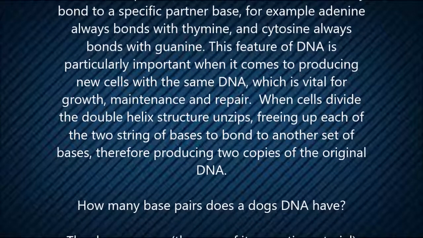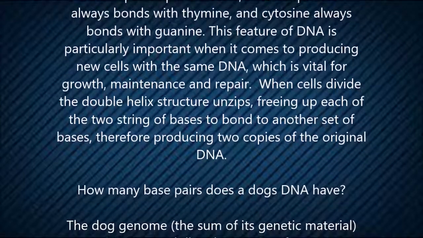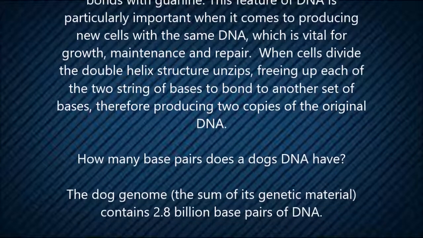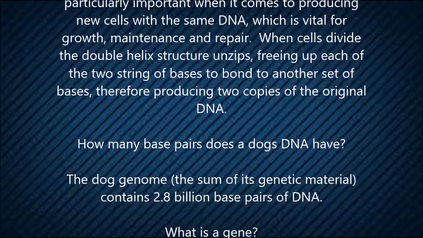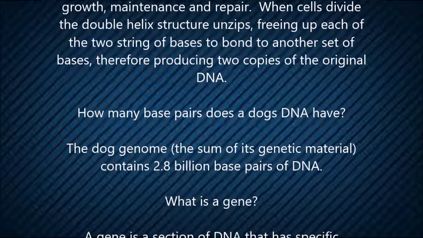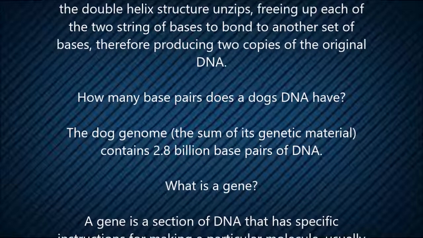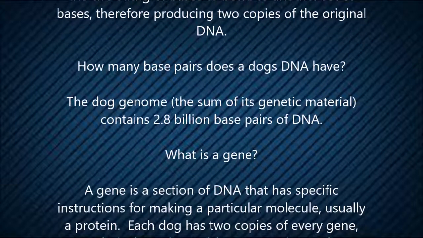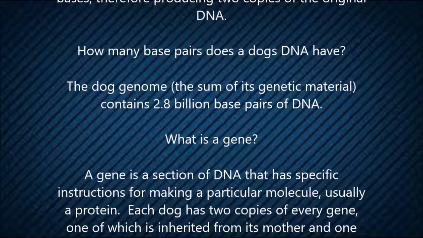bonds with guanine. This feature of DNA is particularly important when it comes to producing new cells with the same DNA, which is vital for growth, maintenance, and repair. When cells divide, the double helix structure unzips, freeing up each of the 2 strings of bases to bond to another set of bases, therefore producing 2 copies of the original DNA.